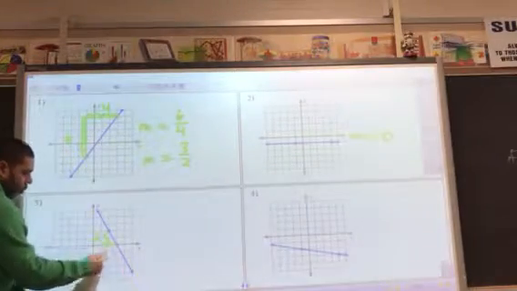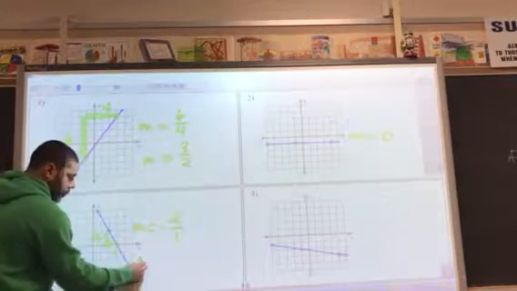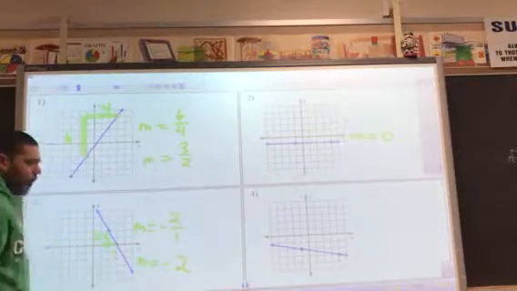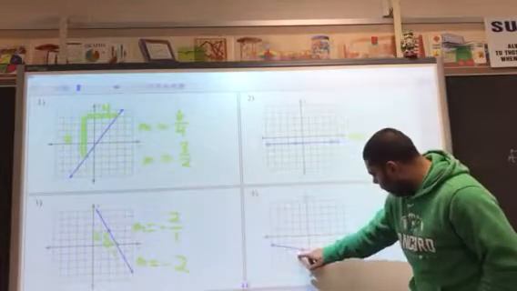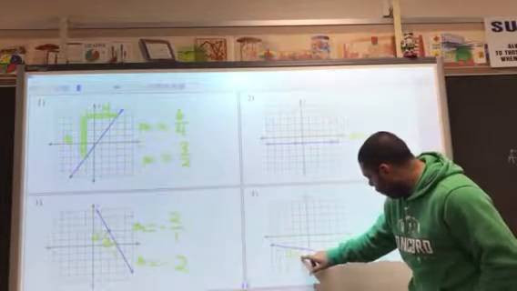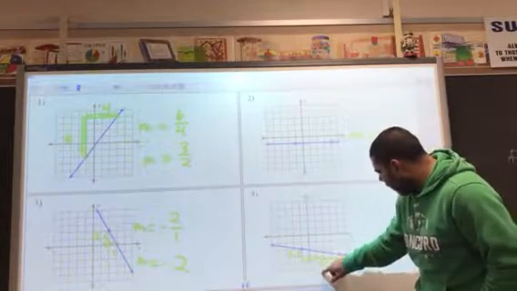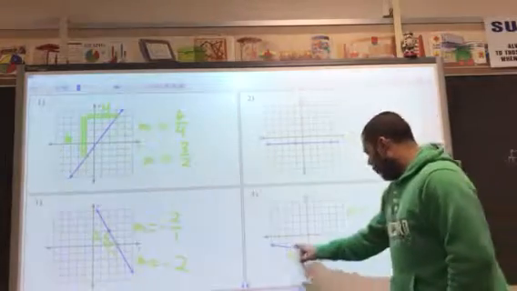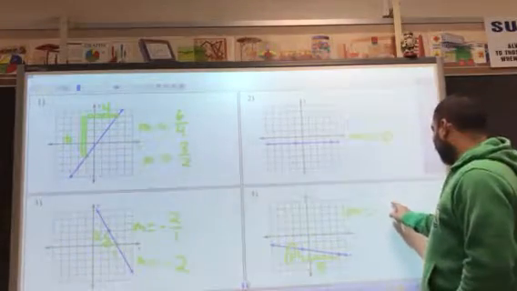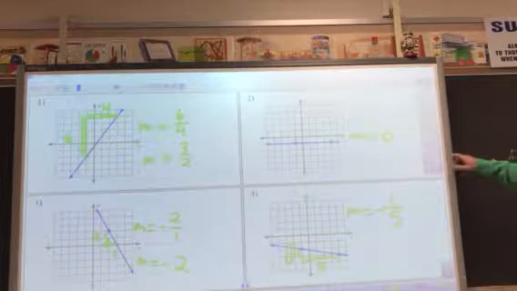The rise is 2, the run is 1. So this would be negative 2 over 1, which then simplifies to be negative 2. And number 4, the rise is 1, the run is 1, 2, 3, 4, 5. This is also a negative slope. Remember, the rise goes on top, so it'd be negative 1 over 5.